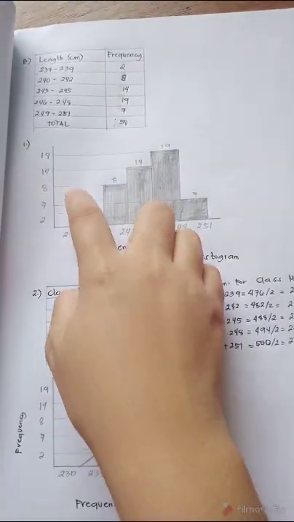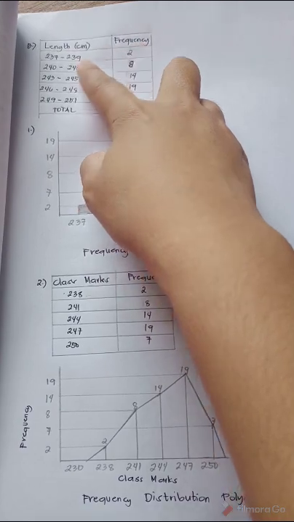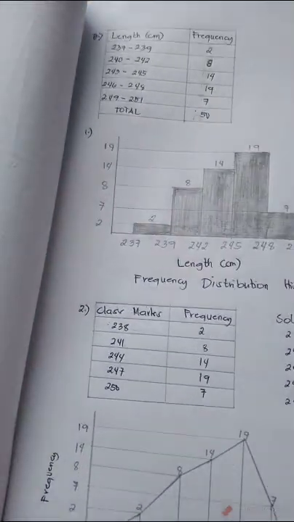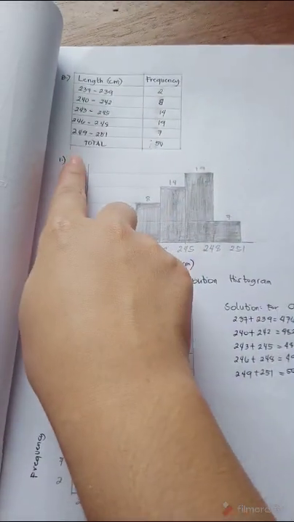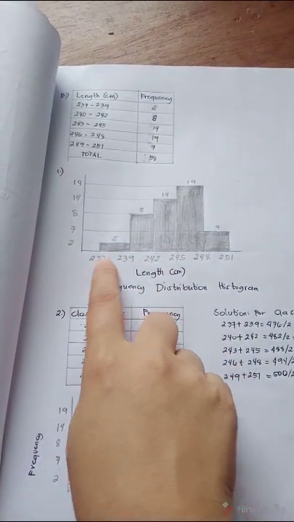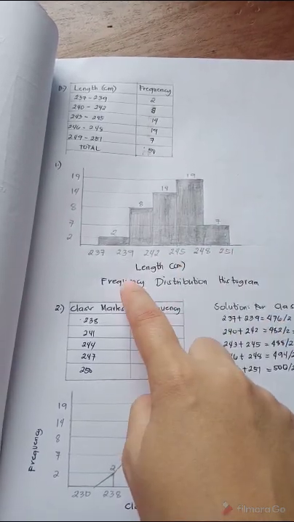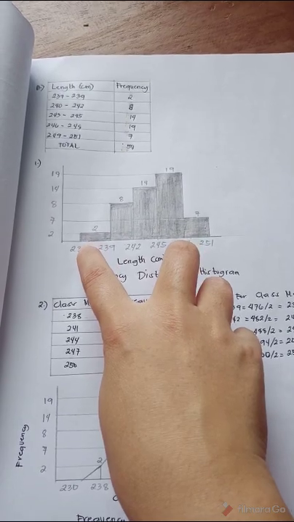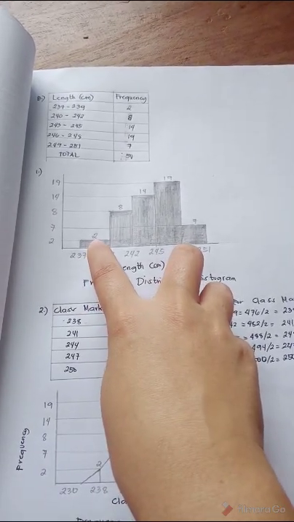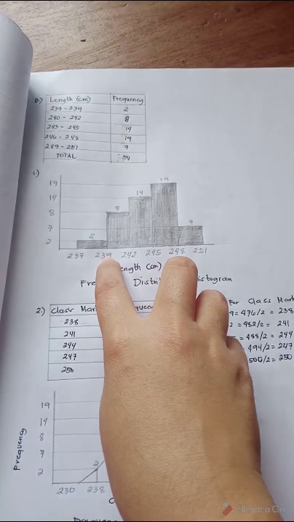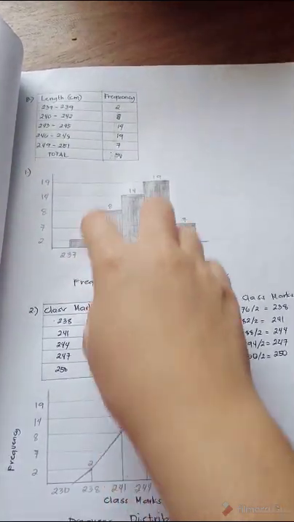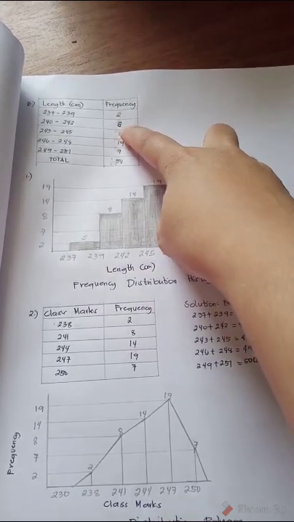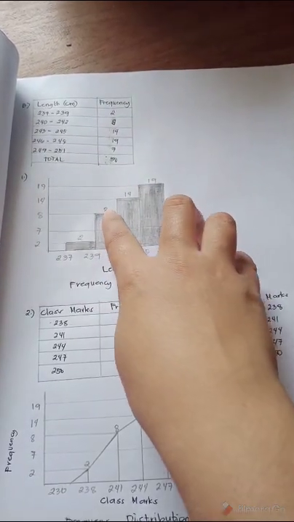B. So, length or centimeter and frequency. So, mao ni ang frequency nara. Wala na butangan. So, mao ni siya ang frequency, and then this is the length or the centimeter. So, this is my frequency distribution histogram. So, 237, ang frequency niya is 2. Then 237 to 239 mo ng 2 yung frequency. Din ang 242 yung frequency niya is ang 8, and so on.